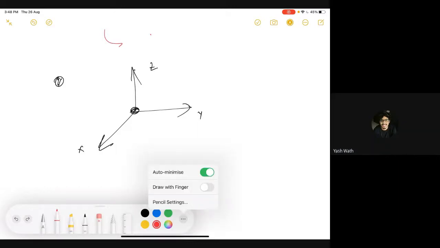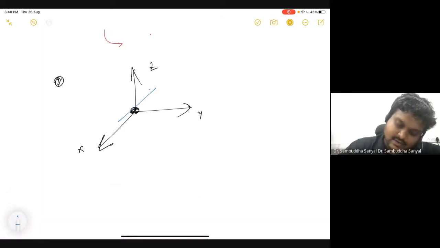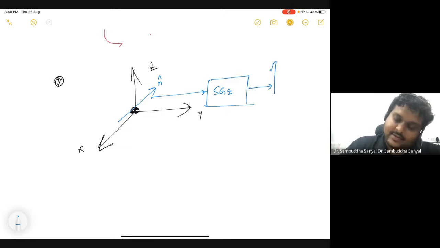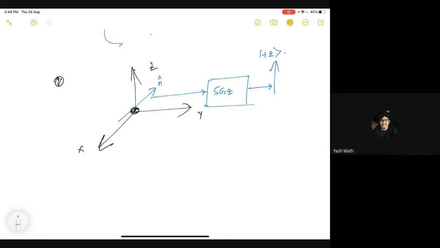So it will either rotate that needle towards plus z or minus z. So it is oriented in some random n cap direction, and you pass it through an SGZ device. After that, it is guaranteed to be in plus z. And then I put it in an X apparatus, and then we put it in Z again. And then we say that after we put it in X, the information of Z is lost.